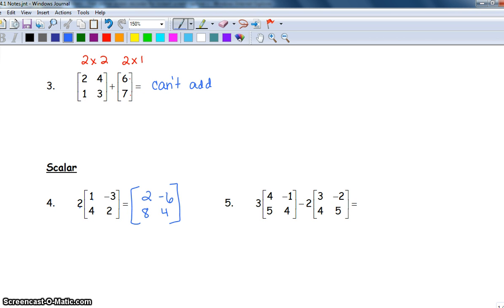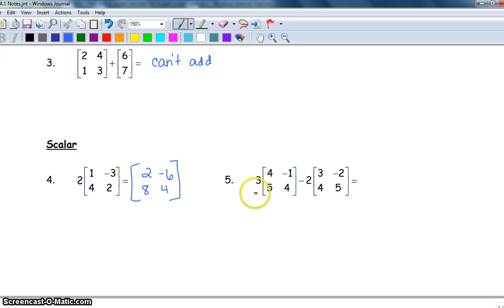When we look at number 5, we're going to combine the scalar and the addition and subtraction together. So first, I'm multiplying the first matrix by 3. So 3 times 4 gives me 12. 3 times negative 1 becomes negative 3. 3 times 5 becomes 15. And 4 becomes 12. There's my new matrix.